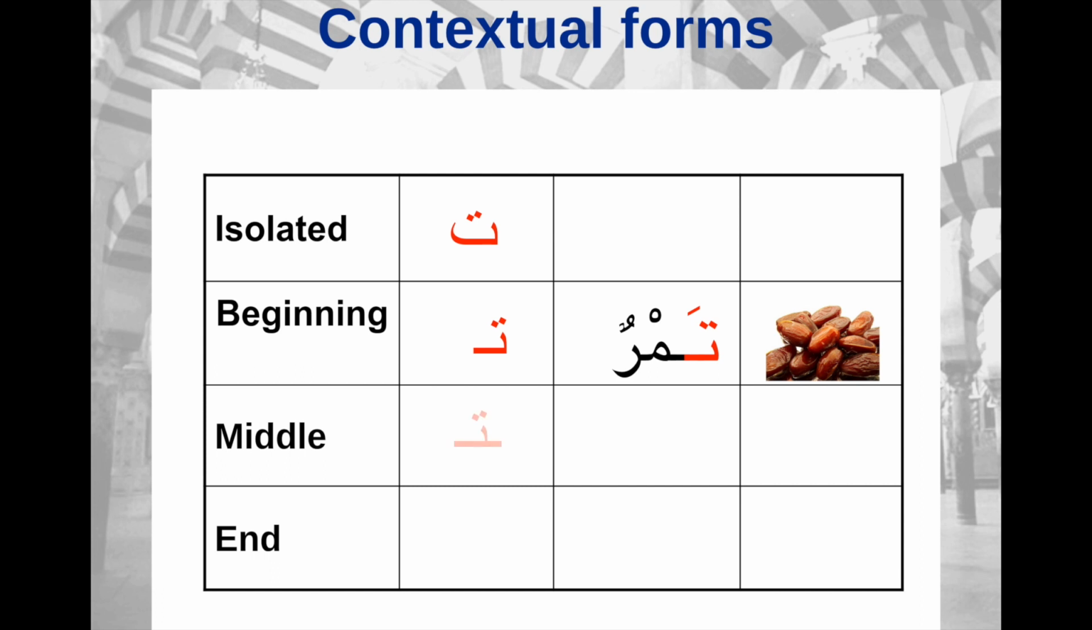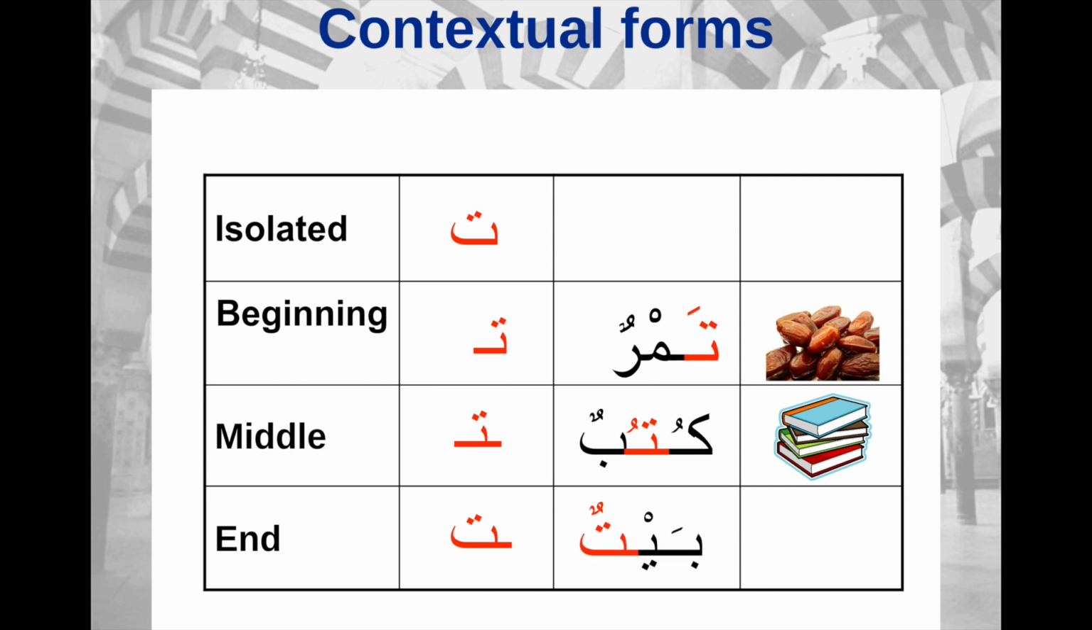At the middle of a word, we write it this way in order to link it to the previous letter and to the next letters, like in the word kutubun, which means books. Finally, if the letter Ta is in the last position of a word, we write it this way with something quite similar to a dash before the letter Ta in order to link it to the previous letter, like in the word baytun. Baytun, which means, remember, we have already seen that, a house.